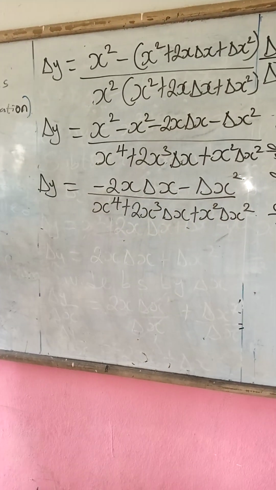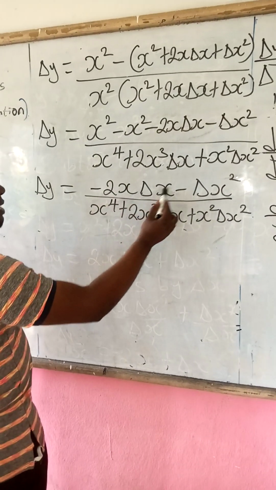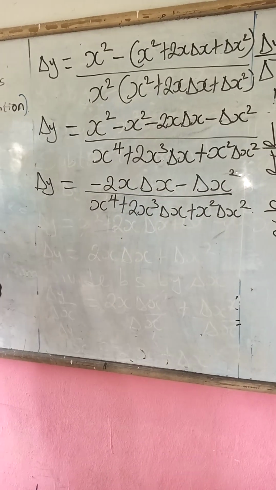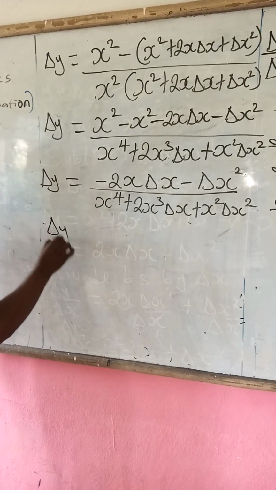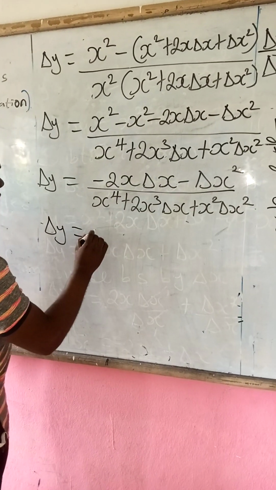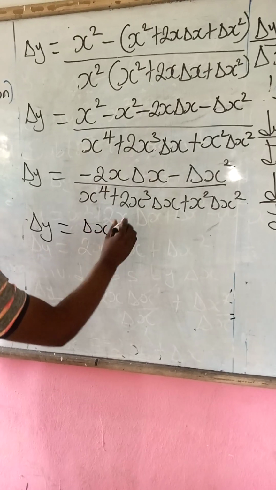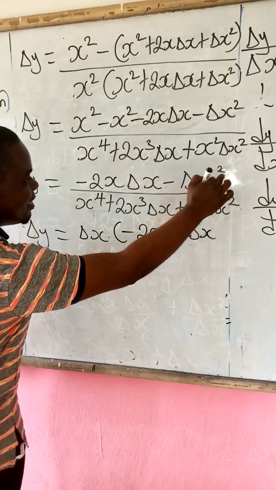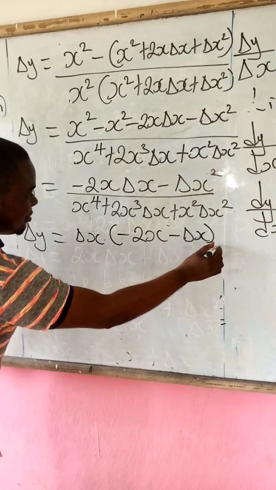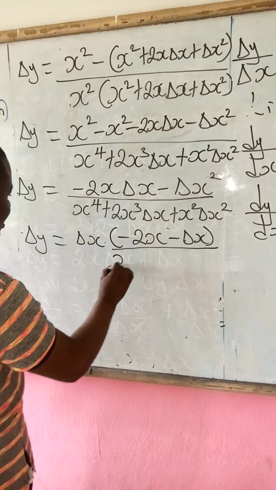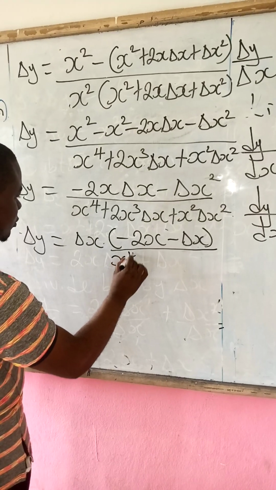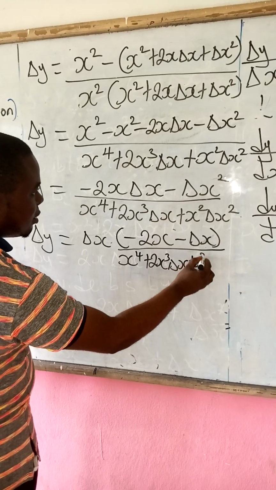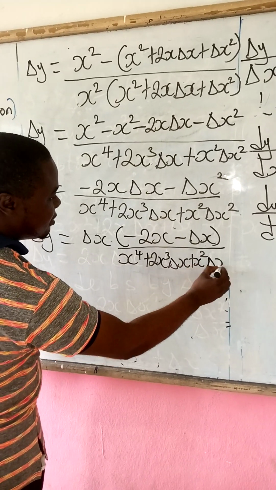Everybody can see. Okay, if you observe, please. We have the Δx here, we have the Δx. That means Δx is common. So let's make it as a relative formula by breaking it out. So by Δx, I want to bring it out, Δx. So here we'll be left with minus 2x minus Δx. You know, this is squared. If you cancel one, you know it will remain one. All divided by x raised to the power 4 plus 2x raised to the power 3 Δx plus x squared Δx squared.